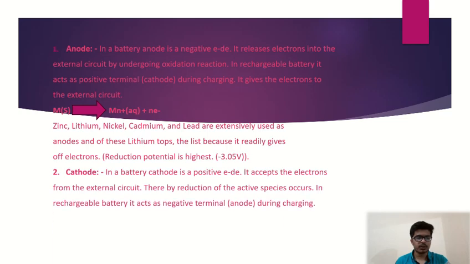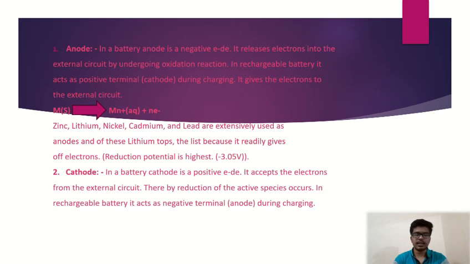First comes the anode. In batteries, anode is negatively charged. It releases electrons into the external circuit by undergoing oxidation reaction. In rechargeable batteries, it acts as the positive terminal, the cathode, during charging. It gives electrons to the external circuit. The reaction is M gives rise to M^n+ (aq) plus n electrons.